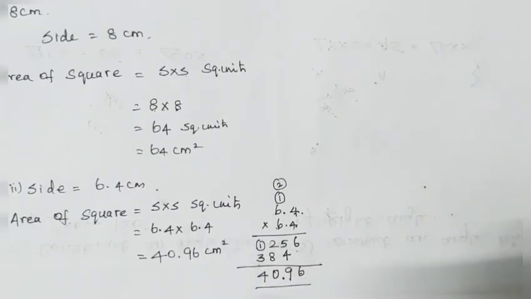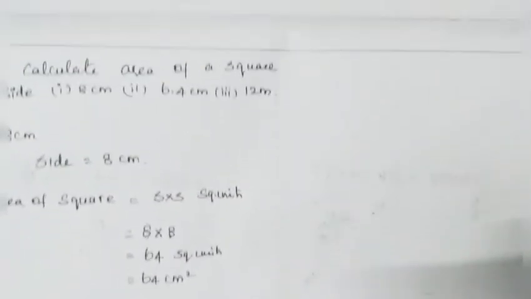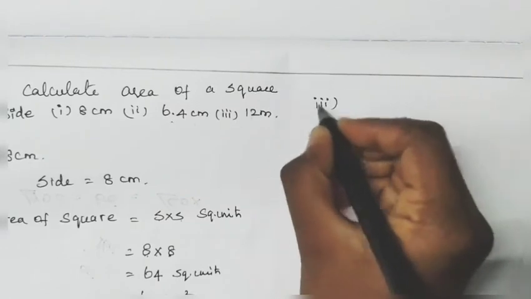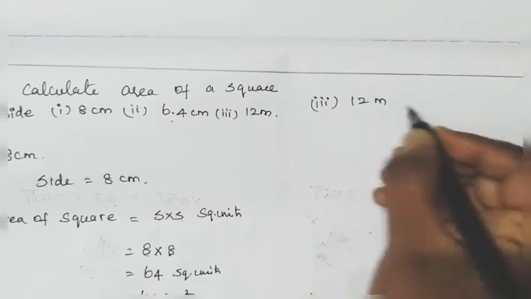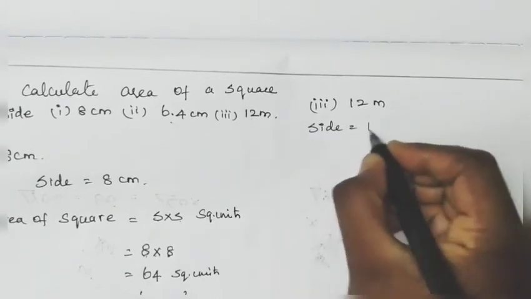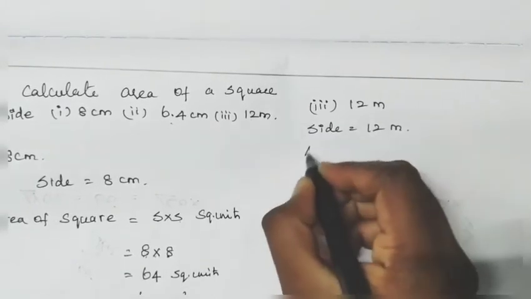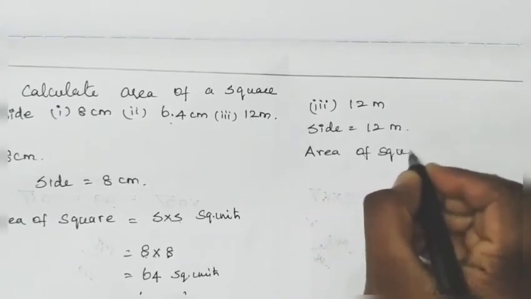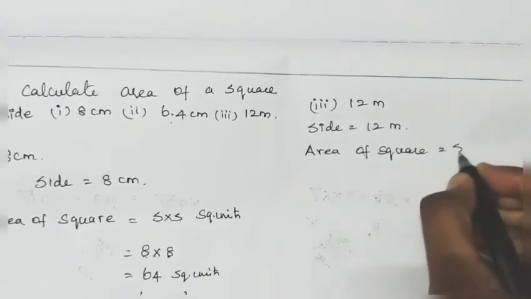Is that clear, children? Now the third subdivision. What is the third subdivision? 12 meter. Right? So side is equal to 12 meter. Area of a square formula: side into side square units.